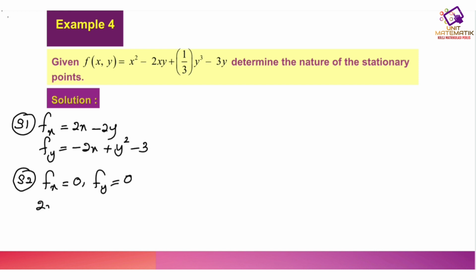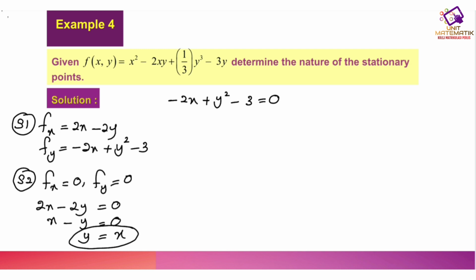Therefore, 2x minus 2y equal to 0, and we simplify: x minus y equal to 0, therefore y equal to x. And when f sub y equal to 0, negative 2x plus y squared minus 3 equal to 0. Now substitute y equal to x: negative 2x plus x squared minus 3 equal to 0.